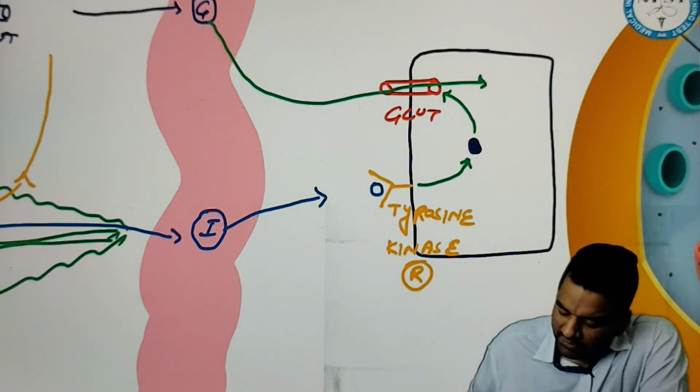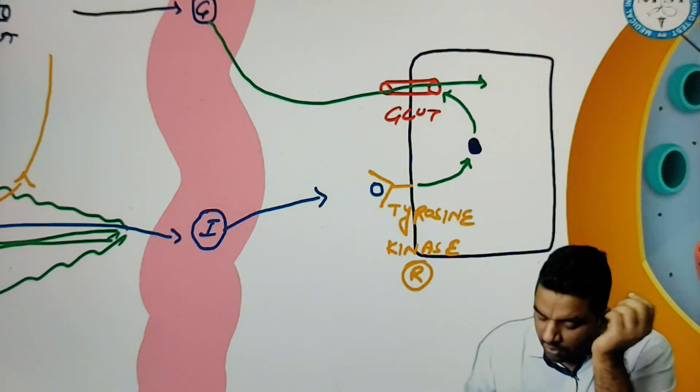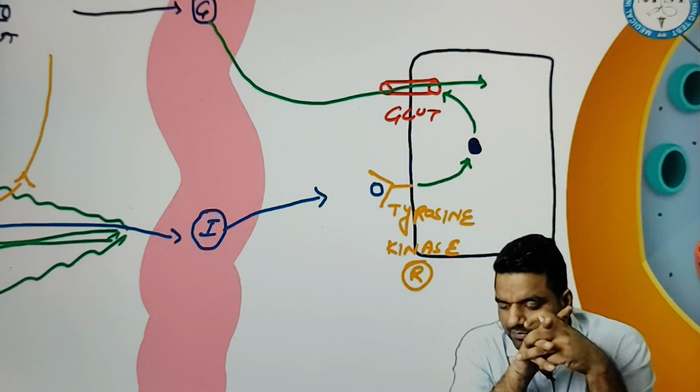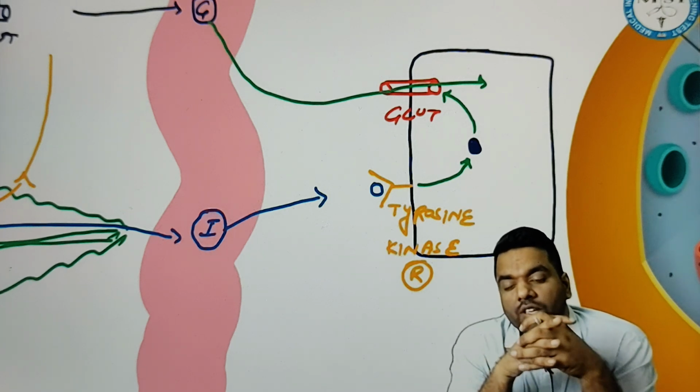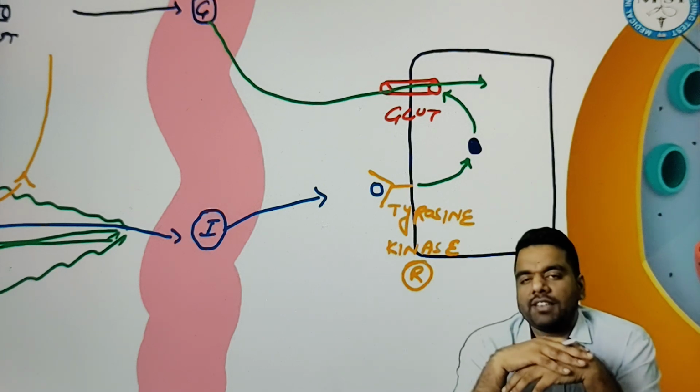Guys, suppose this insulin is not there, what do you think? Will this GLUT channel be open if no insulin is there? What do you think? Will the GLUT channel open if no insulin message is coming? No. And if no GLUT is opening, what will happen? Glucose will be higher in the blood, and that can lead to hyperglycemia. This condition we call diabetes mellitus.